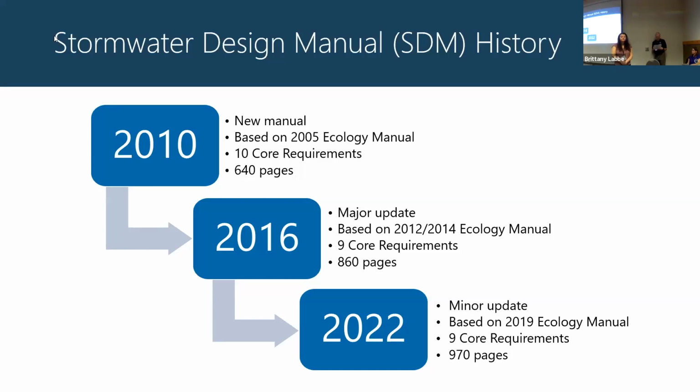So our current 2022 manual was adopted in June last year, a relatively minor update, but we did have 2 key local enhancements in that one that we're going to talk more about. One is the wet season SWPPP amendment, and the other is our guidance for deep UICs. So Julianne and Jenny will be talking more about those 2 things.